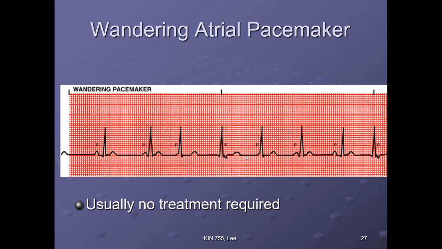And then this one looks like this one. This one looks like this one. So in this specific strip, it looks like you're getting about 4 different P wave configurations, and that does meet the criteria for wandering atrial pacemaker. Again, what's going on physiologically is that there are at least 3 different sites within the atria serving as the pacemaker, and it's alternating between those sites.